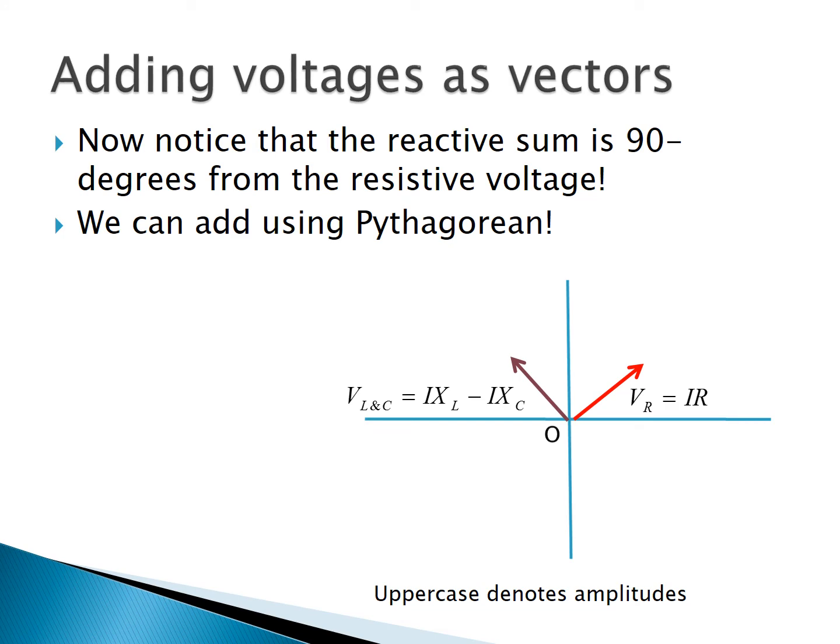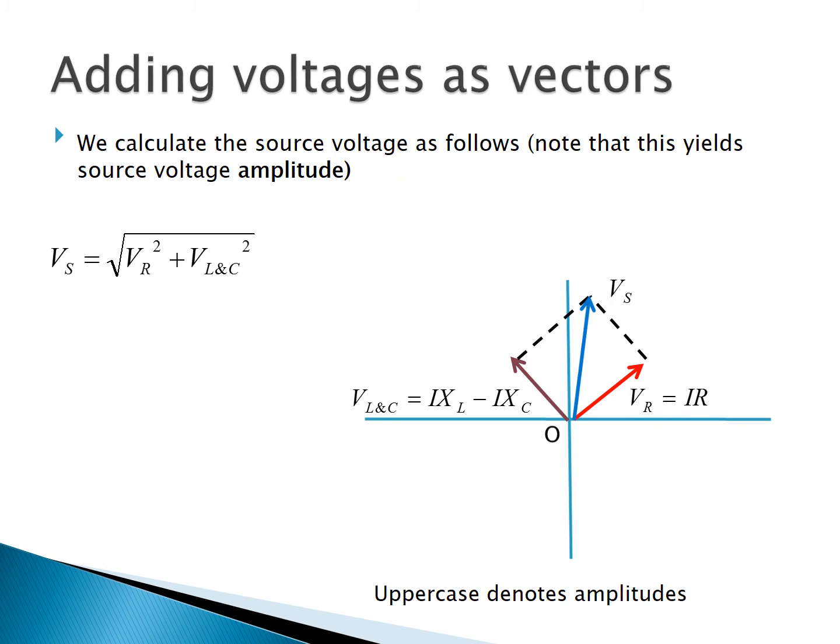We can use the Pythagorean theorem, or imagine that these are two vectors, one along, say, the y-axis and one along the x-axis. So in order to add them, we're using the square root of the squares. And so this is showing just that. We're adding the vectors up using a parallelogram type vector addition, or square root of the squares, Pythagorean theorem. And so that gives that V source has to equal the square root of V sub R squared plus V sub L minus C squared, by simple vector addition.